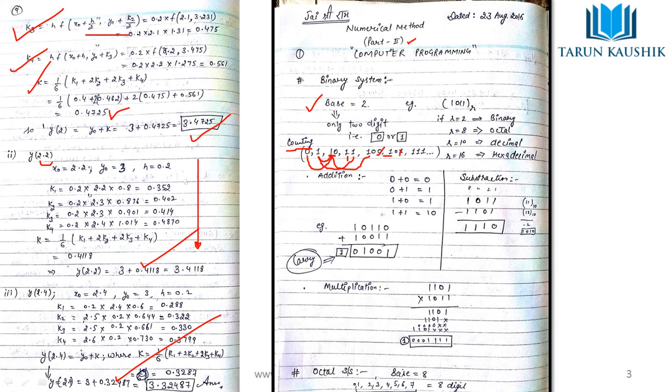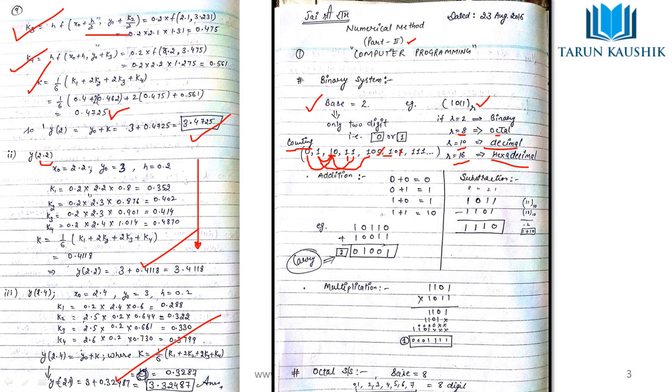And this R defines the base of the system. If R equals 2, then it is the binary system. If R equals 8, then it is the octal system. If R equals 10, that is the decimal system, which we prefer to use in general life. And when R equals 16, then it is the hexadecimal system.